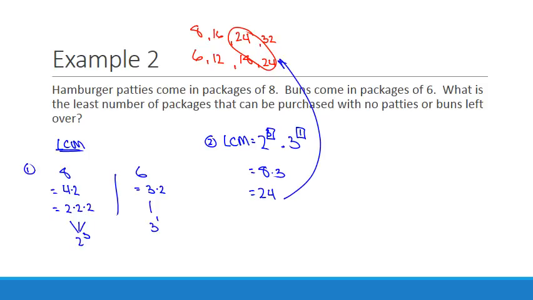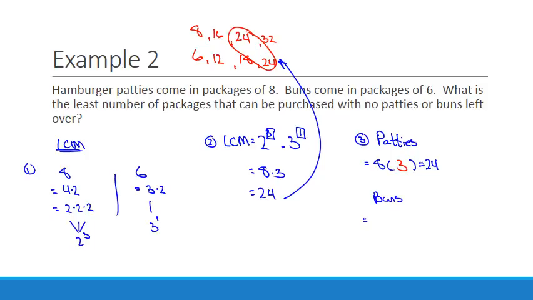So it says, what is the least number of packages that can be purchased though? So we know there has to be 24 items, buns or patties. So in the end there, what I'm going to do is I know my patties. You can show this different ways. My patties, I get 8 per package, right? But I know I need to have 24 in the end, so that means I'm going to have to buy 3 packages.